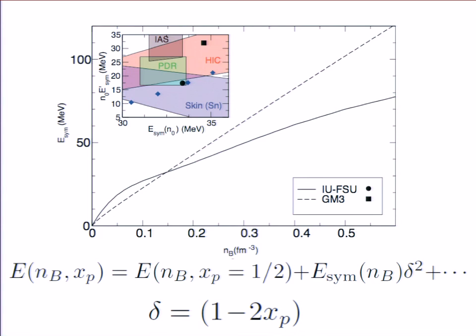In this upper panel, I'm just showing you what the symmetry energy is at saturation density and what the derivative of the symmetry energy is at saturation density, and plotting that versus some experimental and some quantum Monte Carlo calculations. This is IUFSU, and this is GM3. So you can see the derivative is very different. The symmetry energy is not so much different at saturation density.